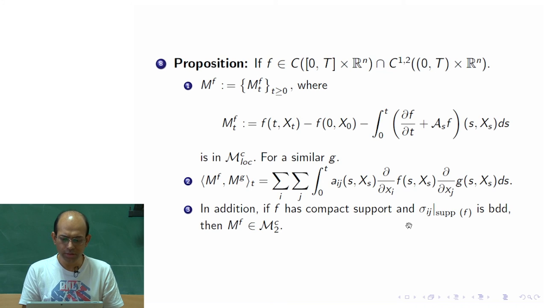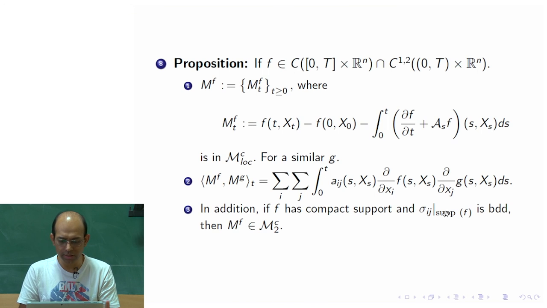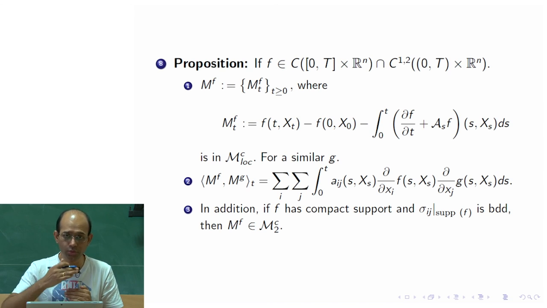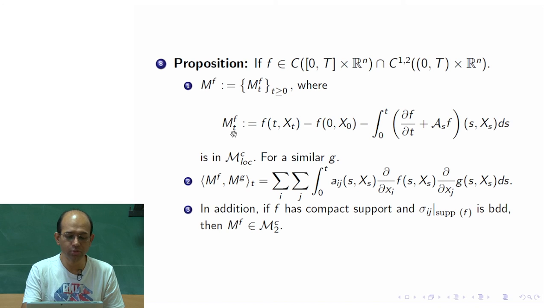And then the third condition is trivial, because we do not need to worry there: the support of f is compact and sigma j is bounded already, so you do not need to construct the sequence s1, s2, sk there. Without doing that, you would be able to get that this would itself be a martingale, a square integrable continuous martingale. So this third property also follows from that.